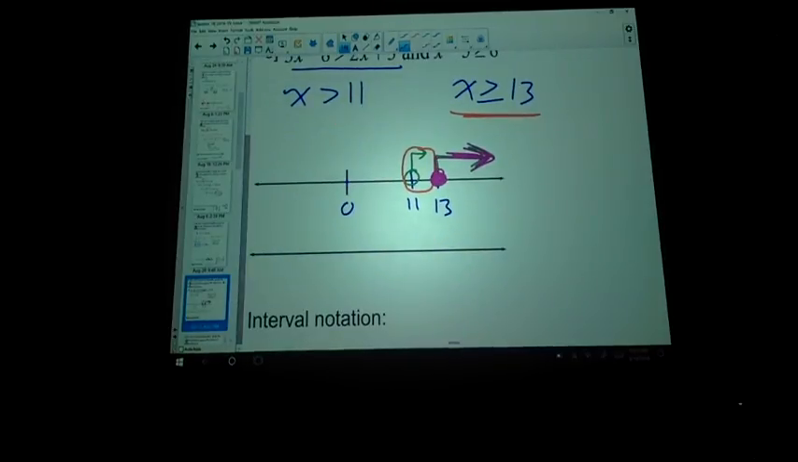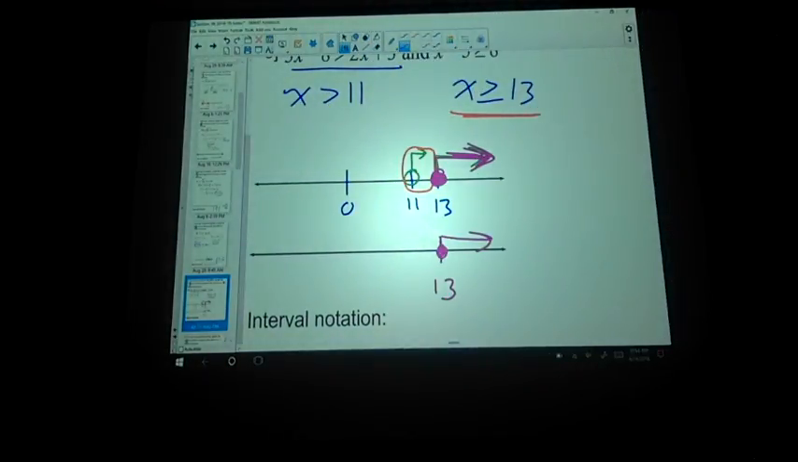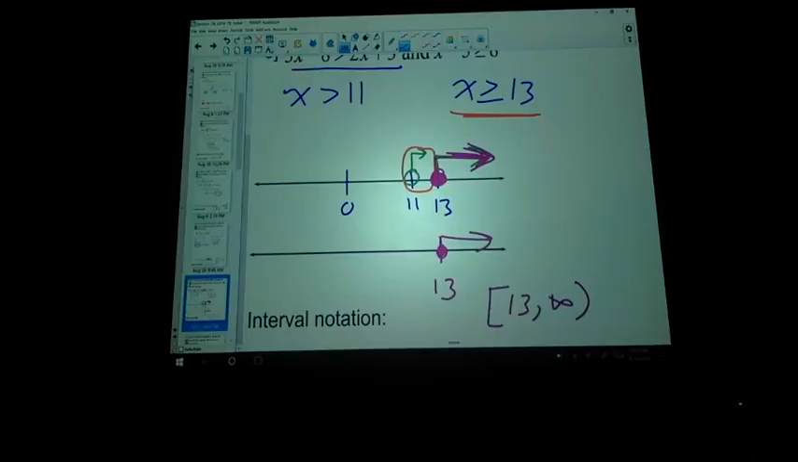And I know I had 2 lines. I just drew them both on the same. But my interval notation would technically be, this is the only region that works for both, because I'm using the word and. Both problems have to work when you use and. So that's the only region. So that means that from square bracket 13 to infinity, that's our solution to this problem as interval notation.